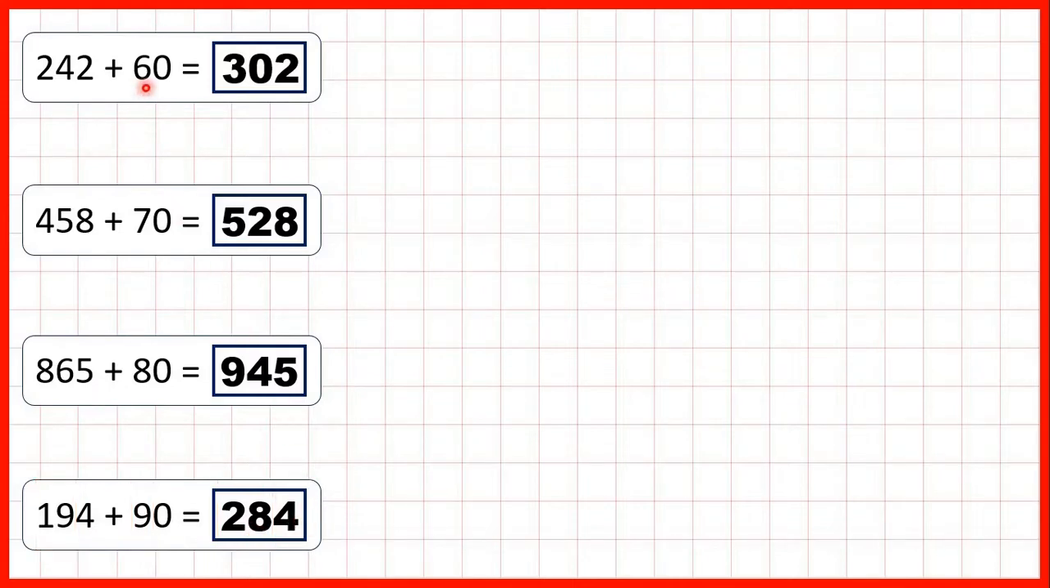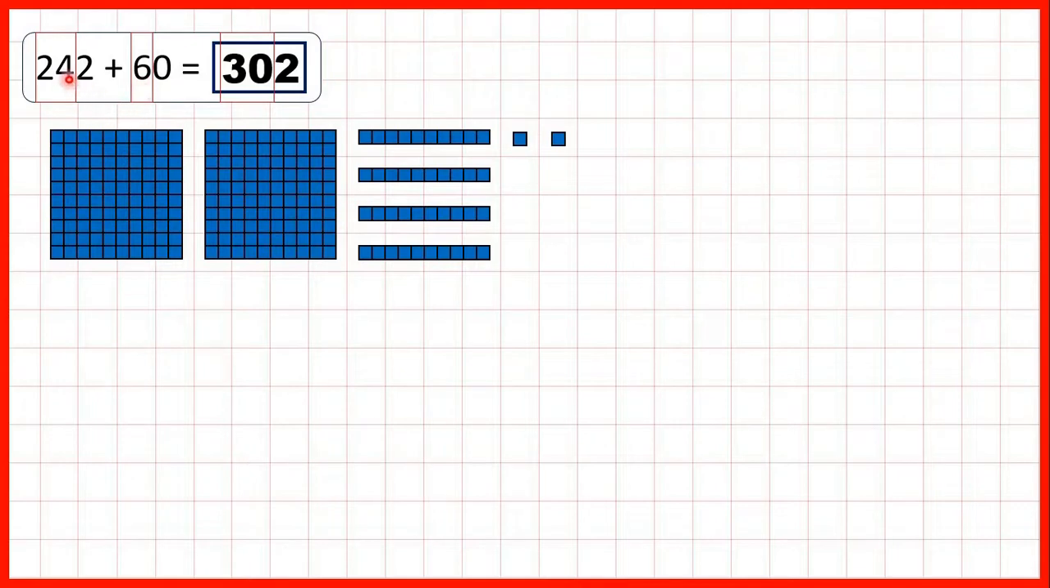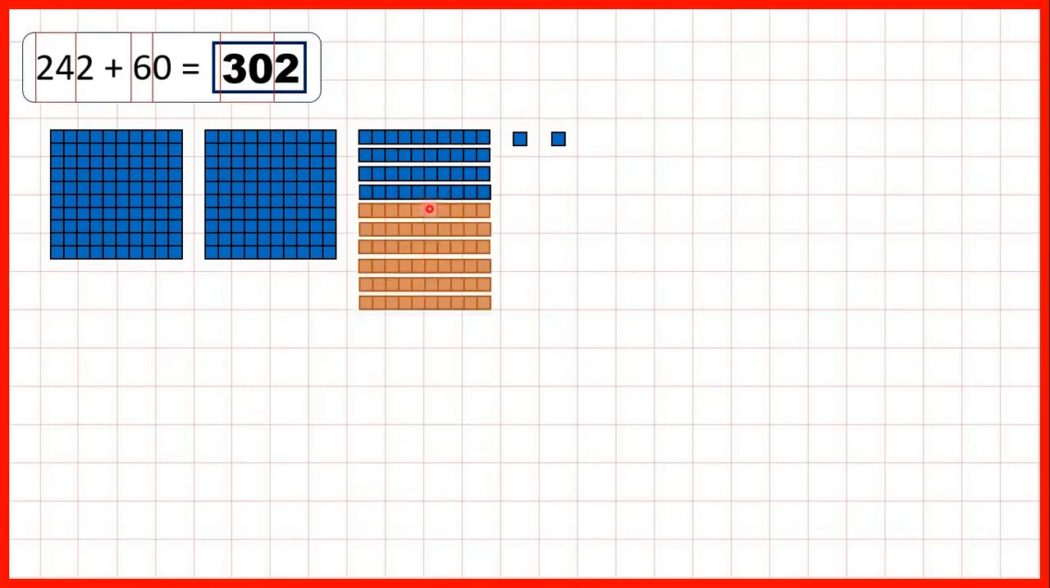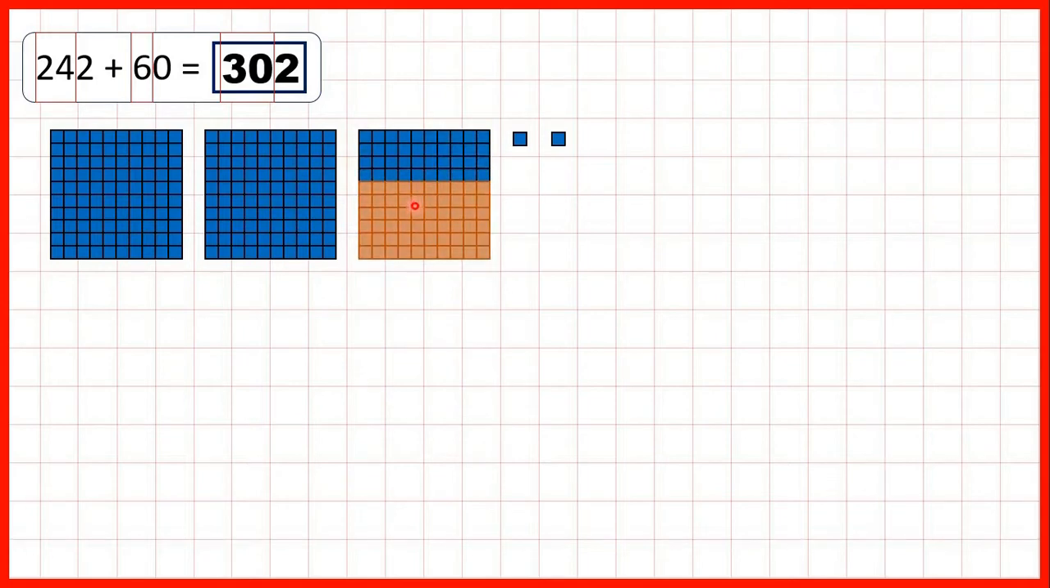Now let's take a closer look at these questions. First, we started with 242, so that's 2 hundreds, 4 tens and 2 ones. We were adding 60, so that's adding 6 tens. If we add 1, 2, 3, 4, 5, 6 tens, we now have 10 tens, and we regroup those 10 tens into one extra 100. So now we have 3 hundreds, no tens, and 2 ones. So that's why our answer is 302.